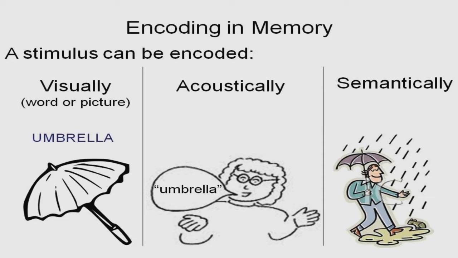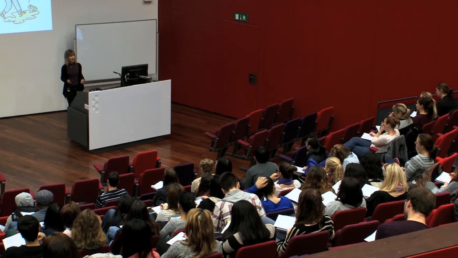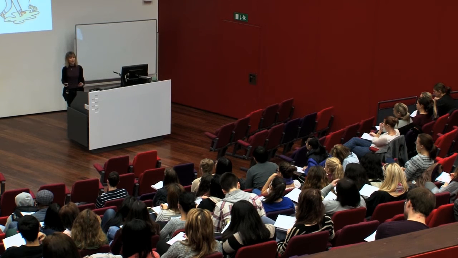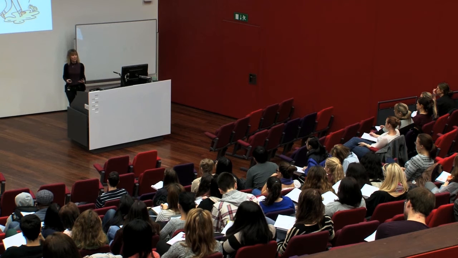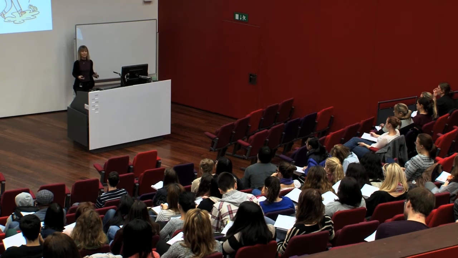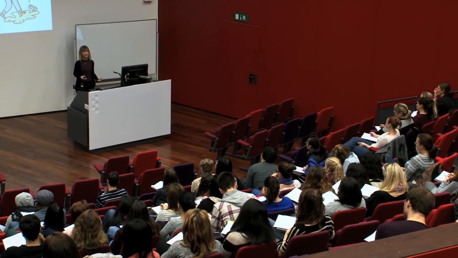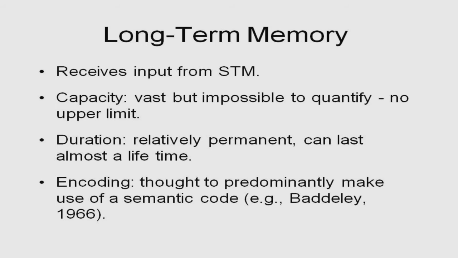You can also maybe read the written word umbrella, and by doing that you can read it and convert it into an acoustic code, or you can think about an umbrella in terms of its semantics, i.e. its meaning. What would you use it for, and in what circumstances do you use it? So there are different ways of encoding and making information meaningful.